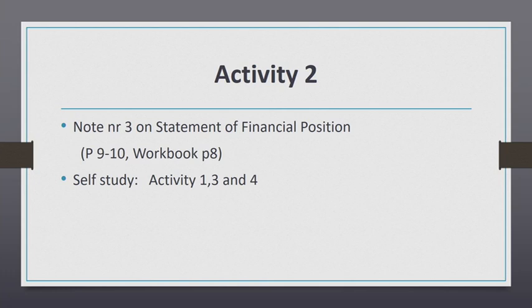That will be on page 9 and 10, and in your workbook, page 8. Once again, 3 activities that you can do on your own. Activity 1, 3, and 4. The one specifically where there is a fully depreciated asset, and also ledger accounts. So make sure you look at those activities.